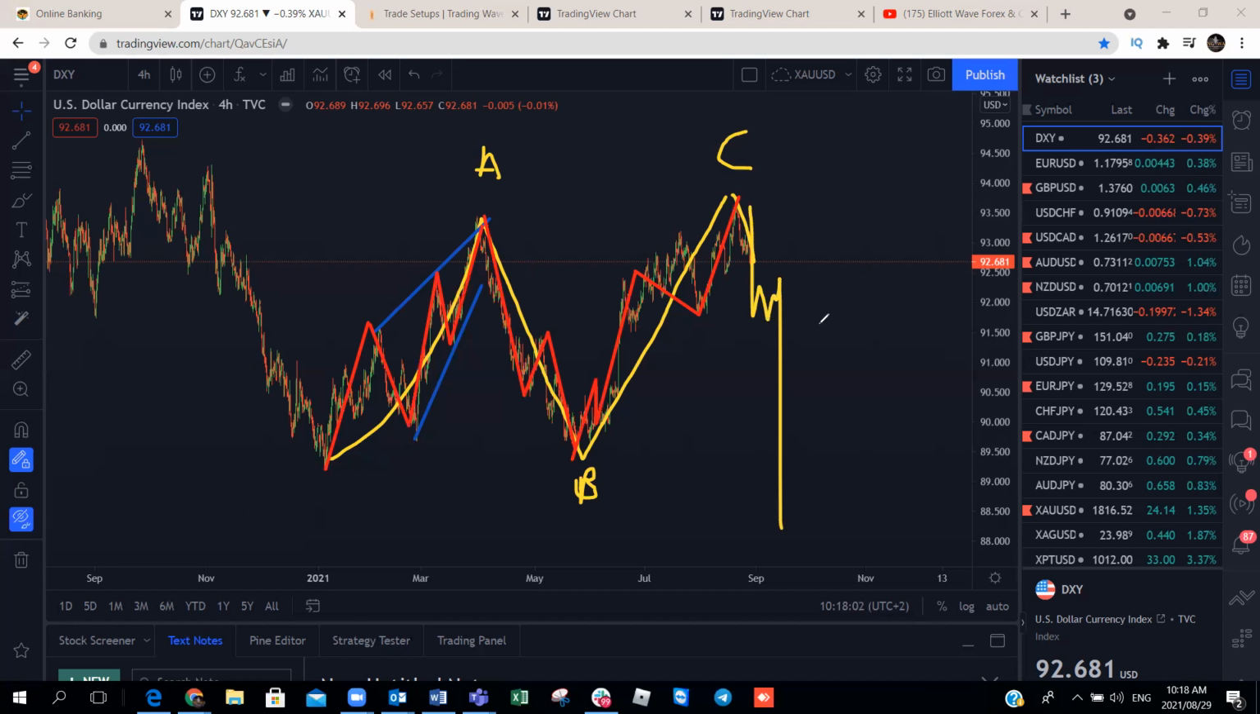Okay, I have shown you the biggest corrective structure and why we're expecting this to make a move to the downside. That's because we are looking at this whole thing to be a wave 4 in the blue degree. So that is why we're now looking to start the move to the downside.